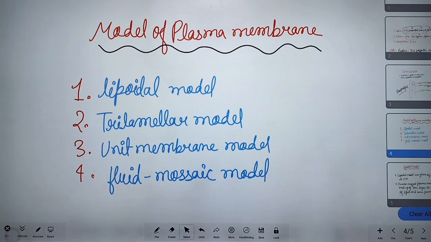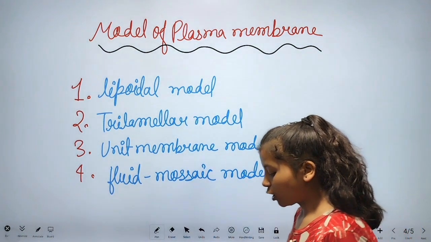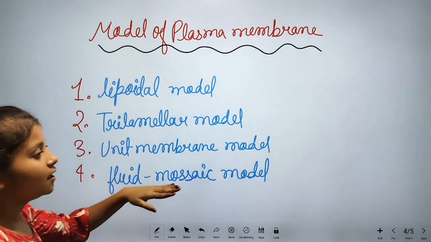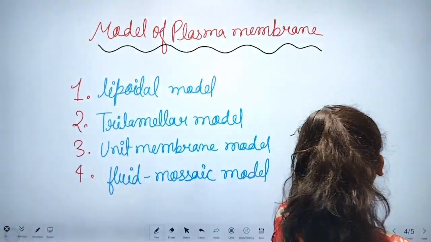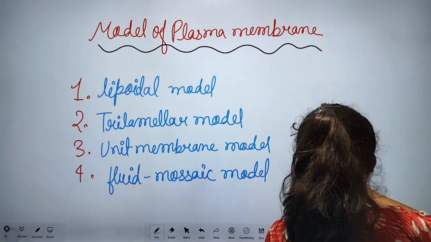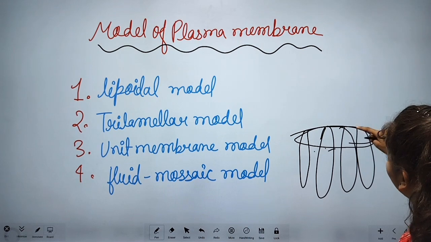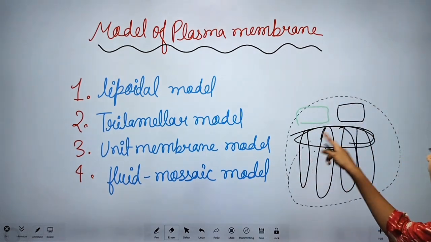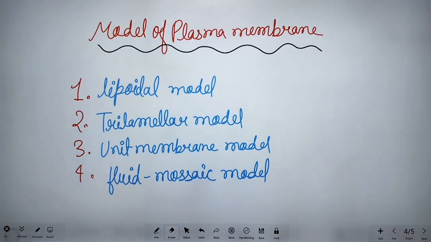Okay, so many scientists came and proposed the arrangement of protein and lipid in layers. Some proposed that protein is like a sandwich, okay, like this one, and after that there is a layer of lipid. Okay, so there are many types of proposals for the plasma membrane, but the true model is the fluid mosaic model.